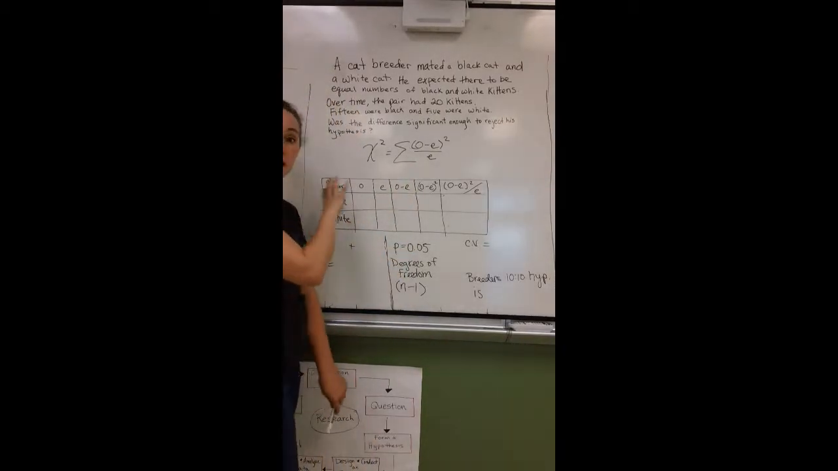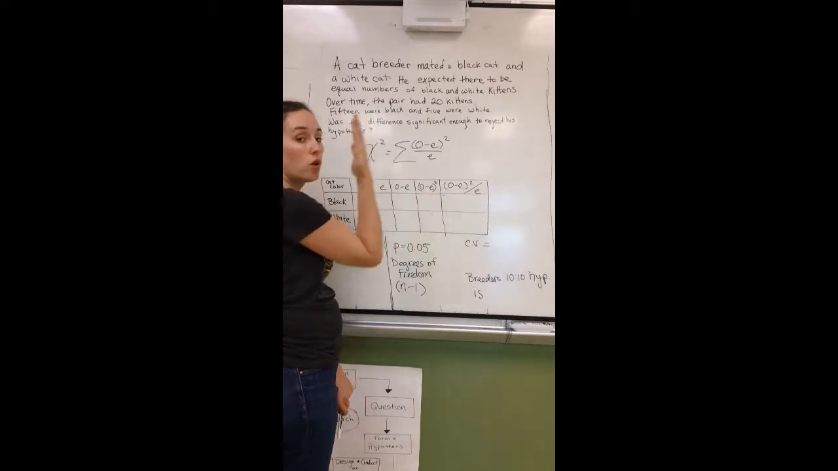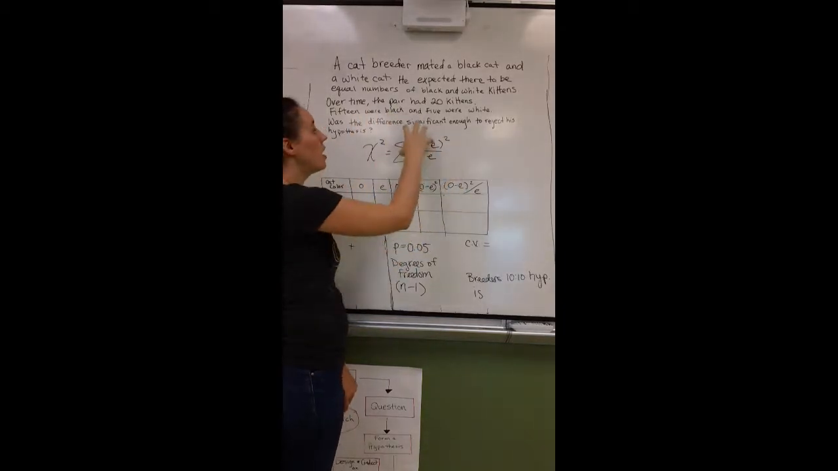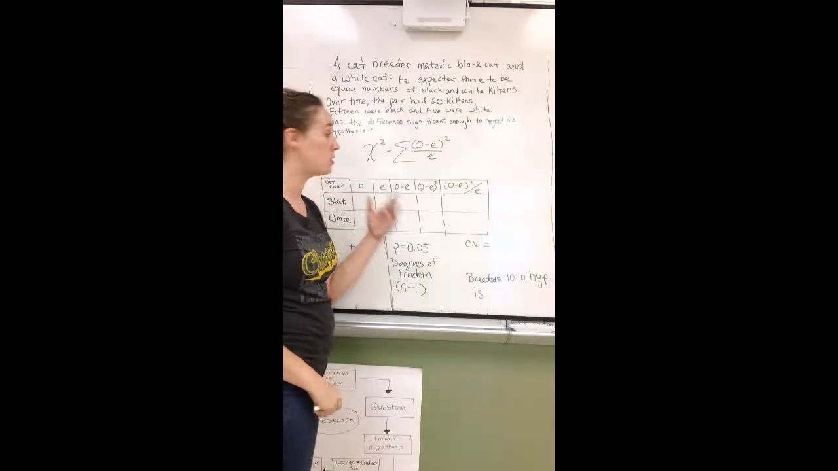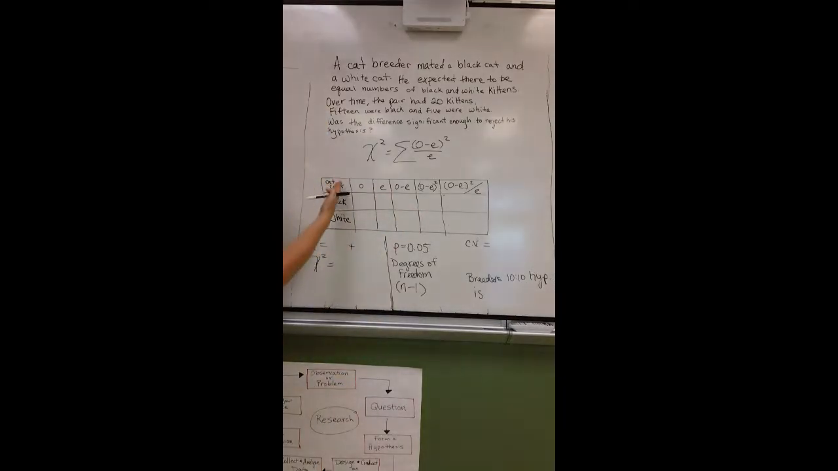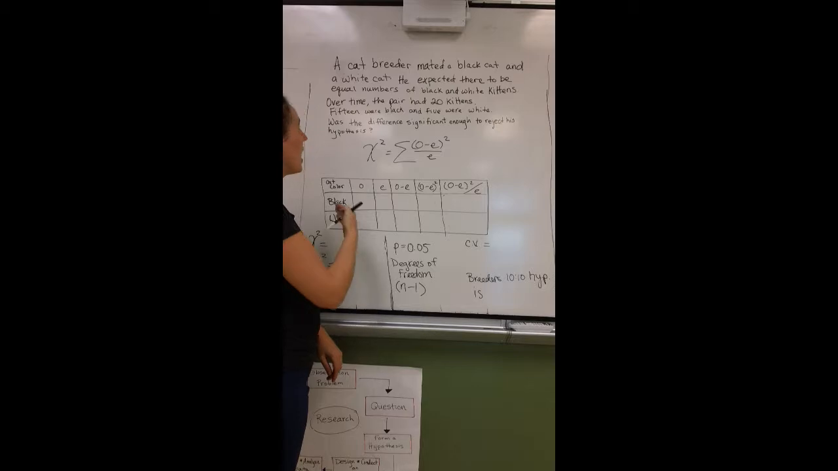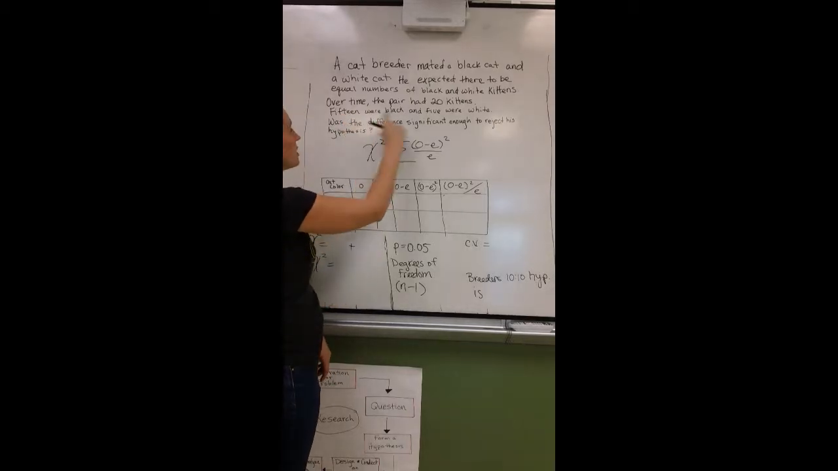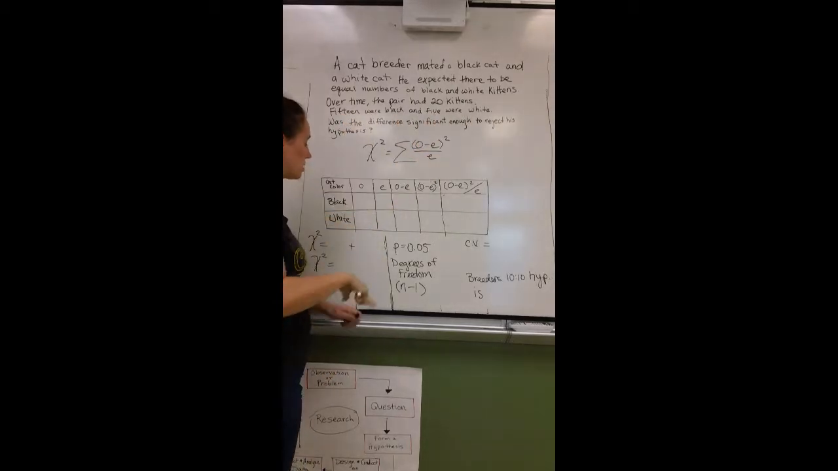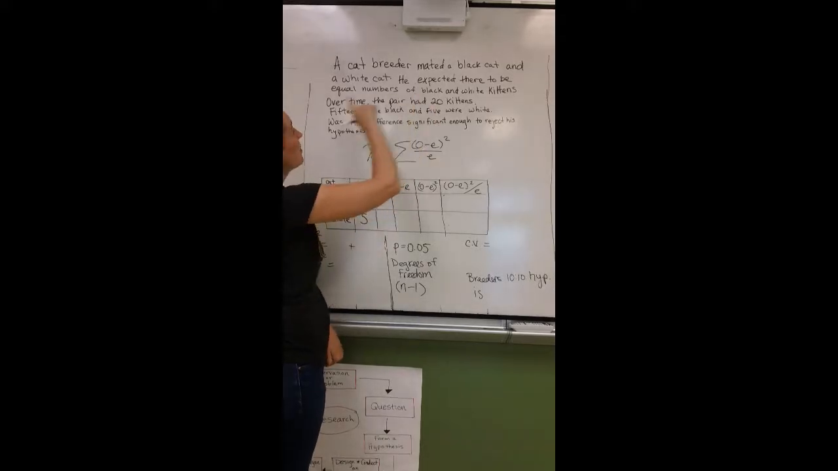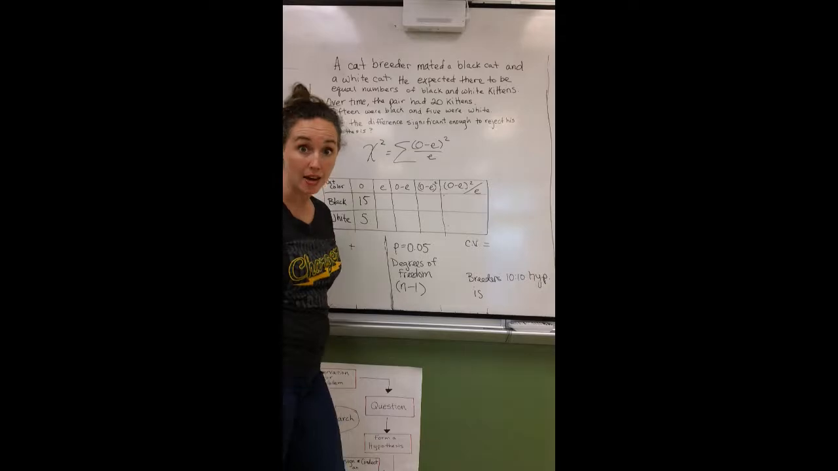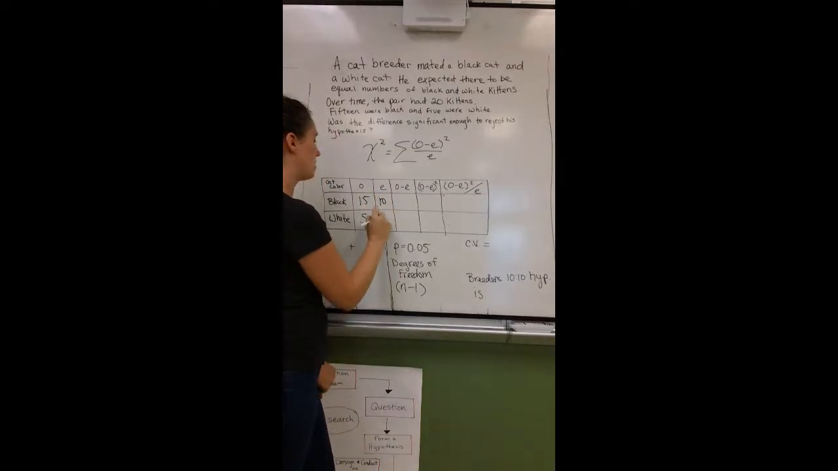I like to set up this chart so that I'm sure that I walk through all the steps and have everything I need for my calculation. Reading the problem, we've got our cat colors, black and white, and we observed 15 black ones and 5 white ones. So we're just going to write that here. But we expected that there would be an equal number, which would be 10 and 10. So those are our expected.